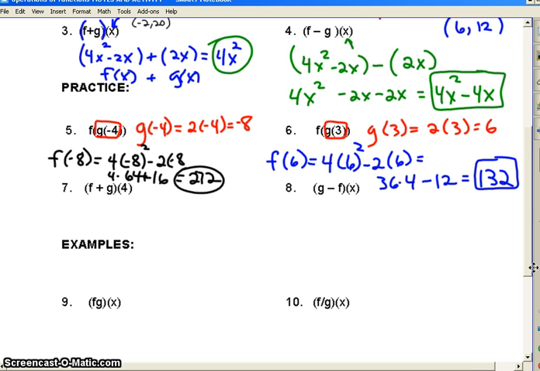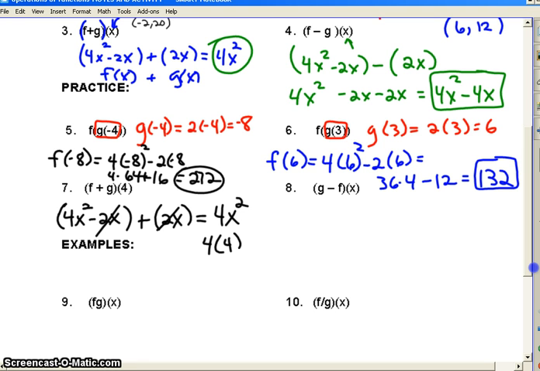On number 7, we're going to add the two functions together first. F of x is 4x squared minus 2x plus g of x, which is 2x. And then after we get that simplified, we'll go ahead and evaluate the 4. So negative 2x plus 2x cancels. Okay, now I'm going to do 4 parentheses 4 squared. Okay, 4 squared is 16, and 16 times 4 is 64.